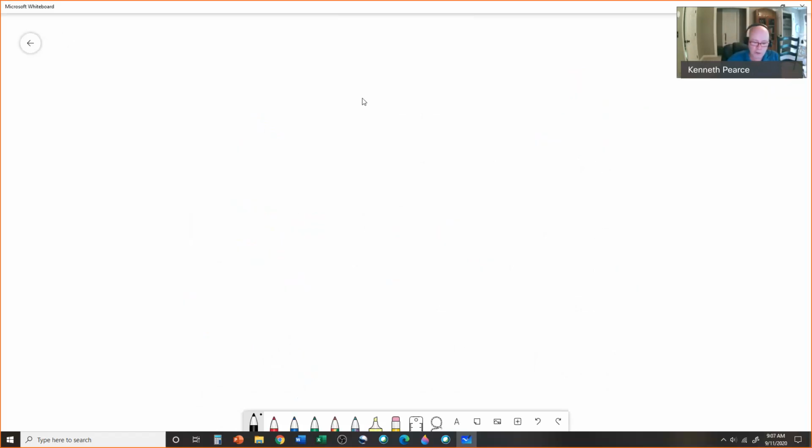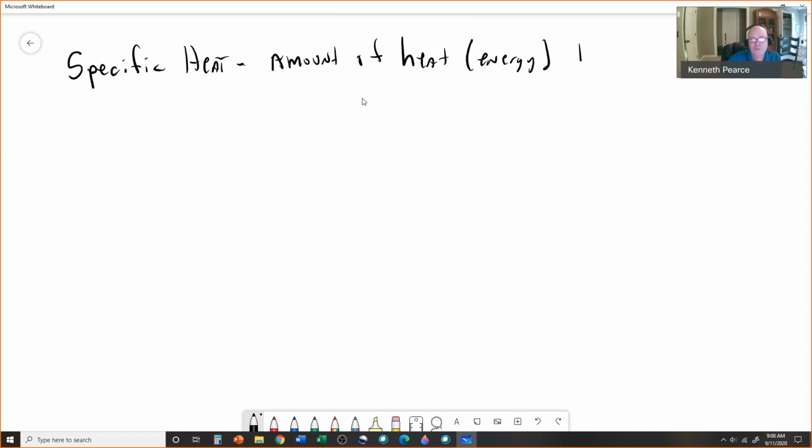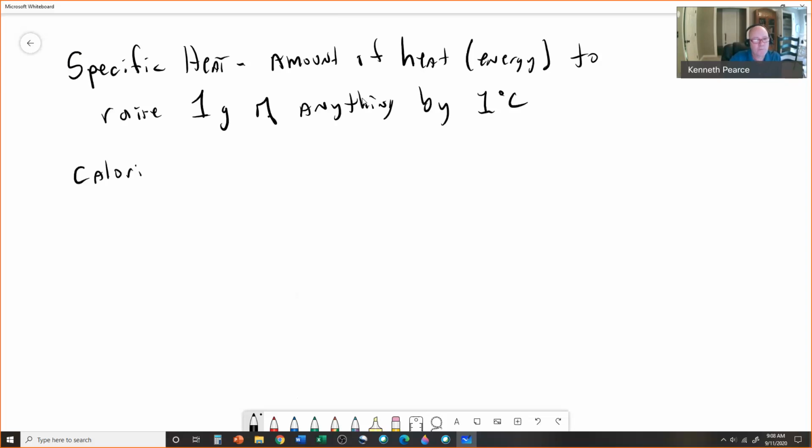So let's change it just a little bit here, and we have something called specific heat. The calculations start to get a little bit harder, but not much harder. Specific heat is the amount of heat or energy to raise 1 gram of anything by 1 degree Celsius. Now, if you remember, the definition of a calorie looks very similar. That was the amount of heat to raise 1 gram of water.